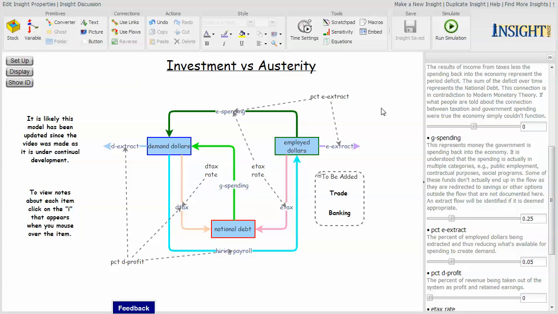I'm simply trying to understand the implications of the interactions with the money flows, and the way that altering that flow has an impact on the economy, which, from my perspective at least at this point, is the continuing flow of dollars to create demand, and those demand dollars, in fact, being used to create employed dollars.